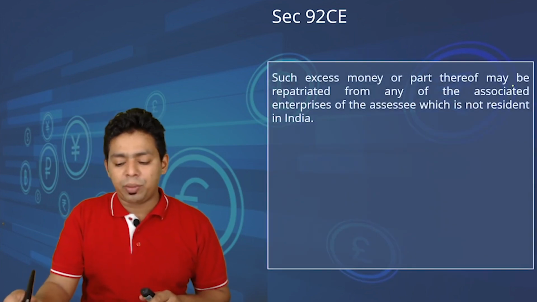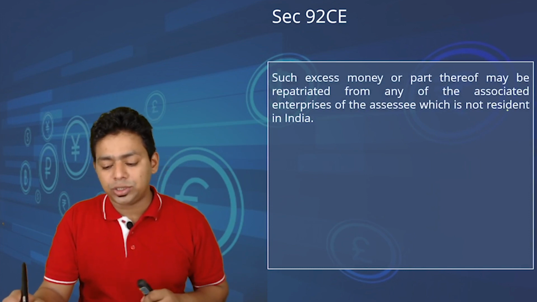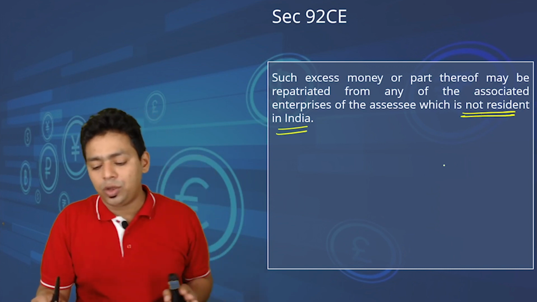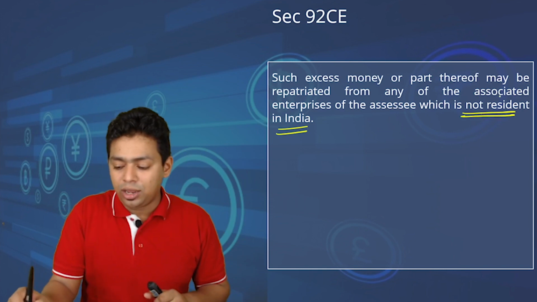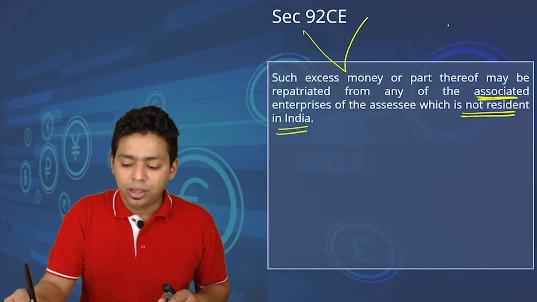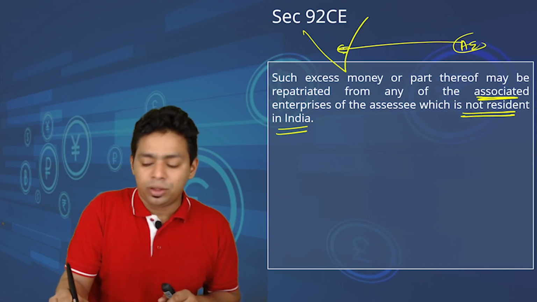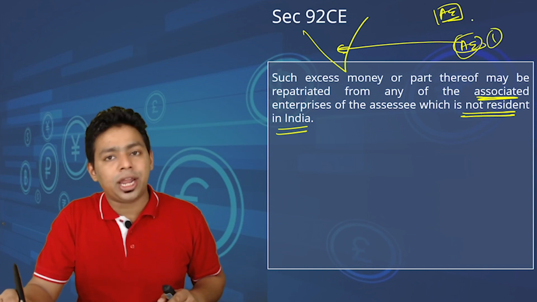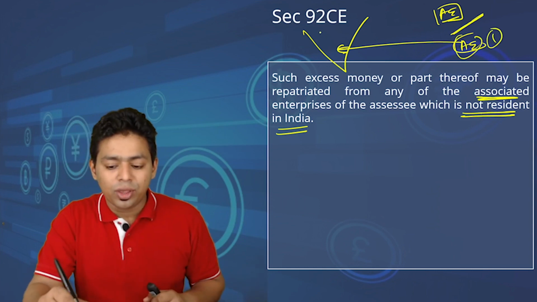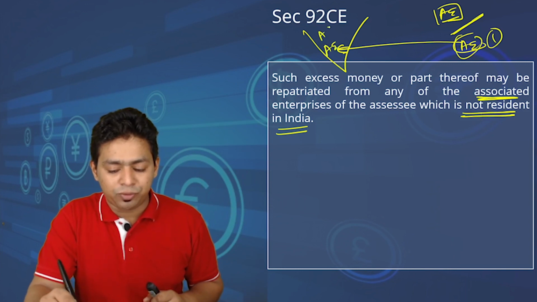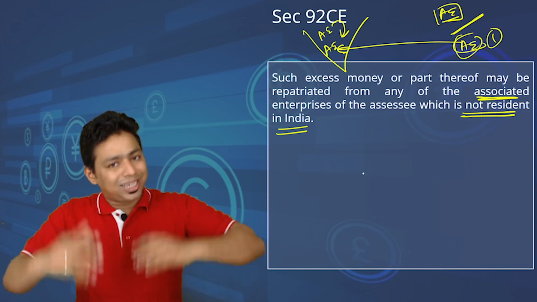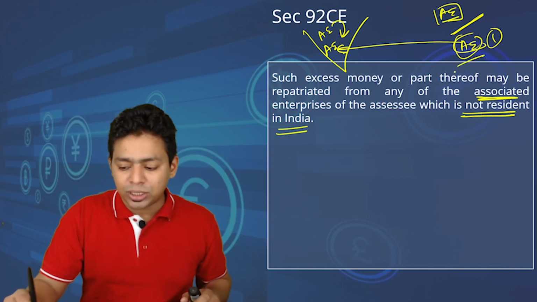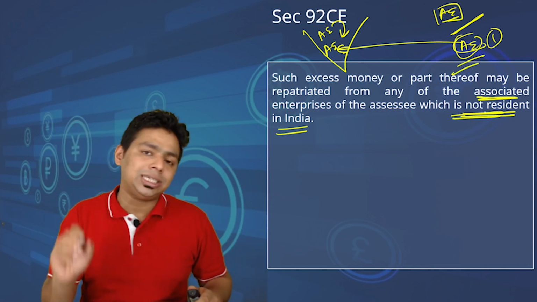Such excess money or part thereof may be repatriated from any associate enterprise of the assessee which is not resident in India. Please understand, it can be that if the first AE is not giving you the repayment, you can bring it back from another AE. But whenever I draw this, please understand, the first AE or the second AE should be outside India. If you are bringing this adjustment from an AE to an AE in India, as a country we have not gained anything. We want this money from outside India to India, either from the same AE or any other AE which is not a resident in India.